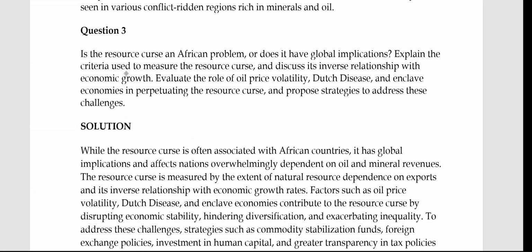So the same question can come in different forms. Look at this. Is the resource curse an African problem, or does it have global implications? Explain the criteria used to measure the resource curse and discuss its inverse relationship with economic growth. Do you see? How different is it from the first one? The same, right? True or false?